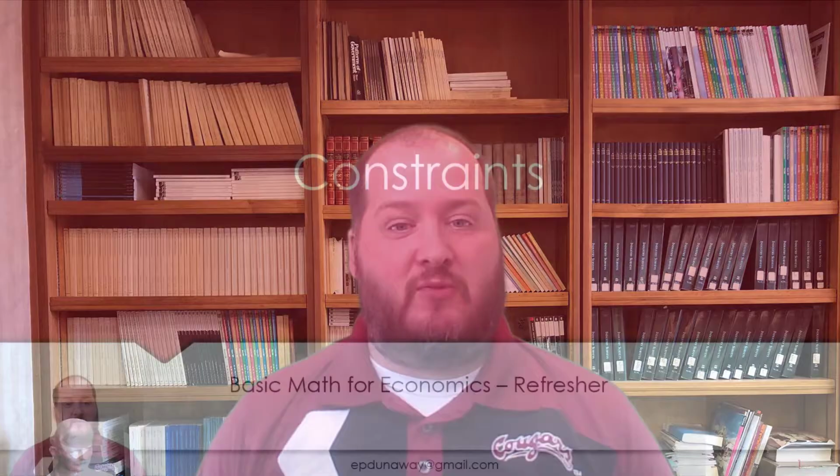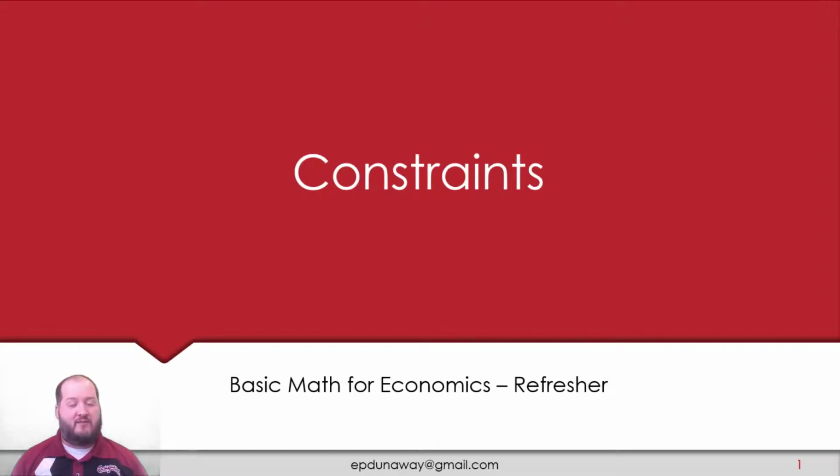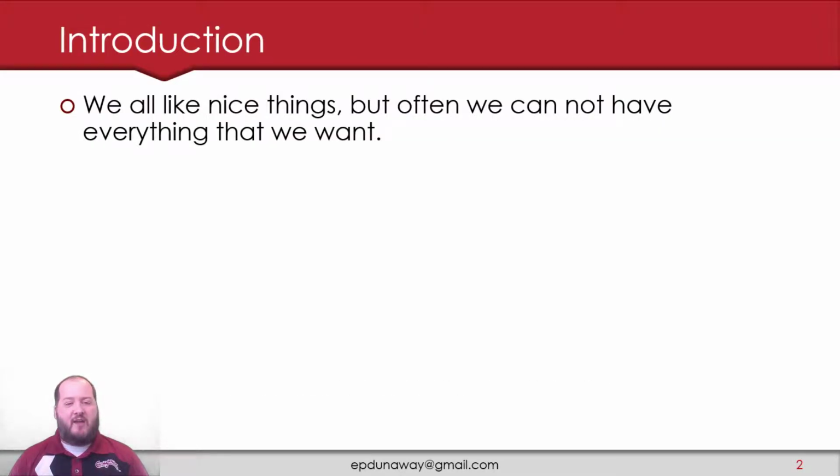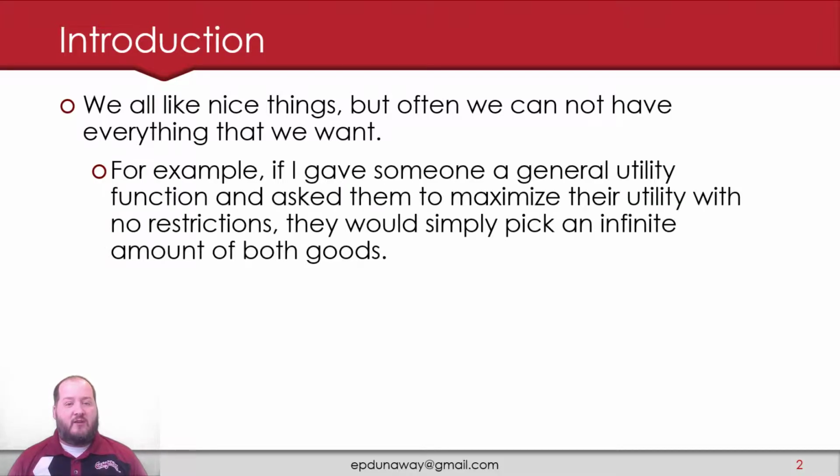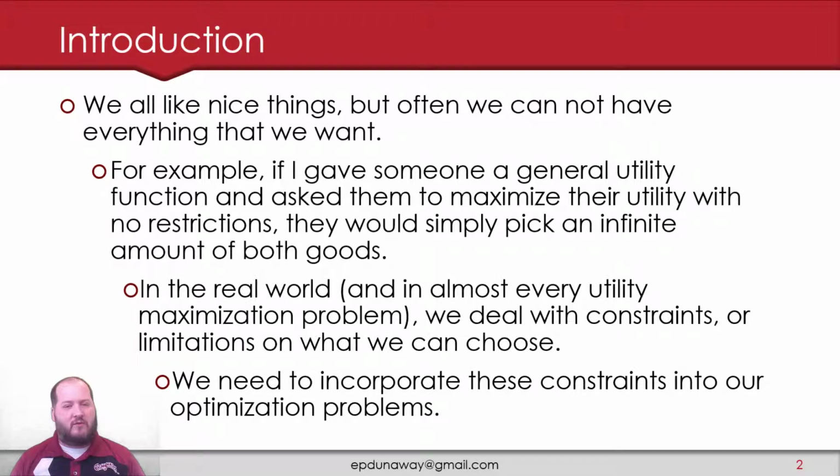So let's take a look at this, and before we can get into constrained optimization, we need to talk about constraints. The idea of a constraint comes from the fact that we all like nice things, but often we can't get everything that we want. As an example, if I gave a utility function and told them they could maximize their utility with no restrictions, someone might come back and just say they want an infinite amount of everything. If they had two goods, they'd say, I'll take all of the X and all of Y, take everything. But in the real world, that can't happen because we're limited.